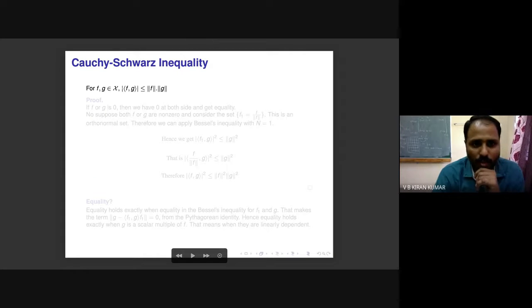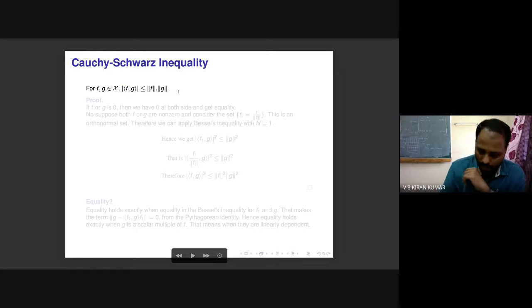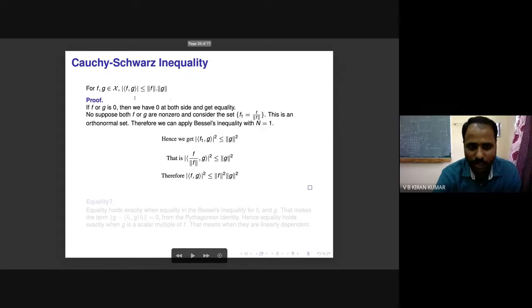Now we are going to prove that the inner product fg has absolute value less than or equal to norm f into norm g. Now, what happens if f or g equal to 0? Suppose f equal to 0, then the inner product fg is 0, so the left hand side as well as the right hand side is 0. Okay, that is easy. So now you assume that f or g is non-zero.